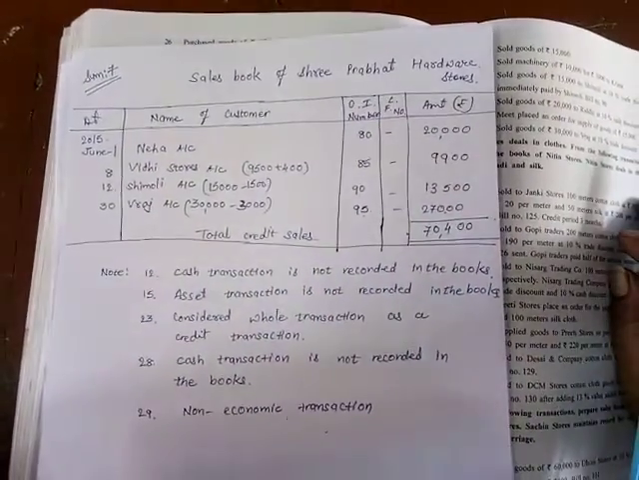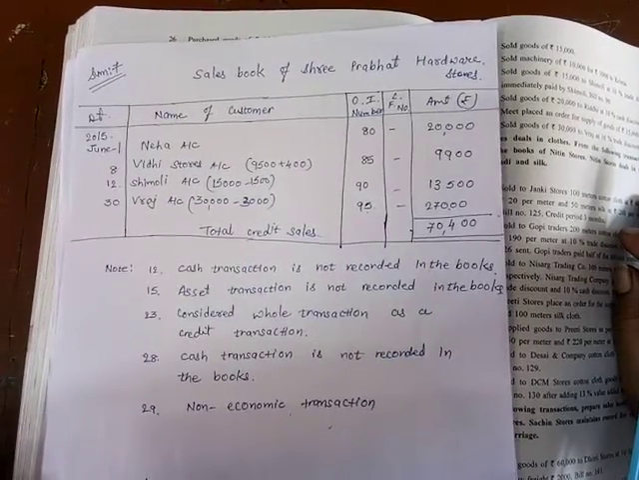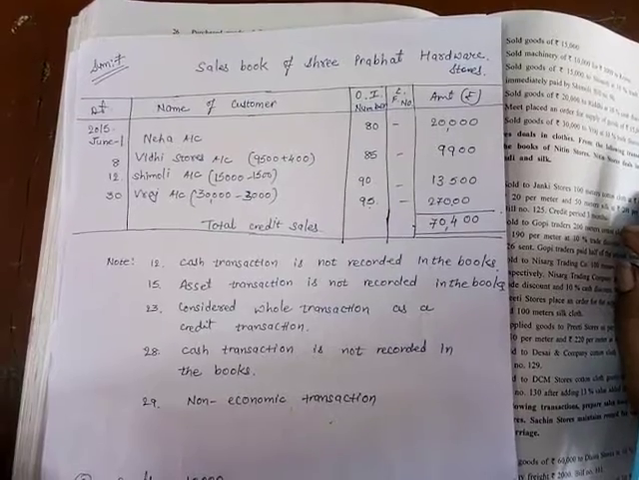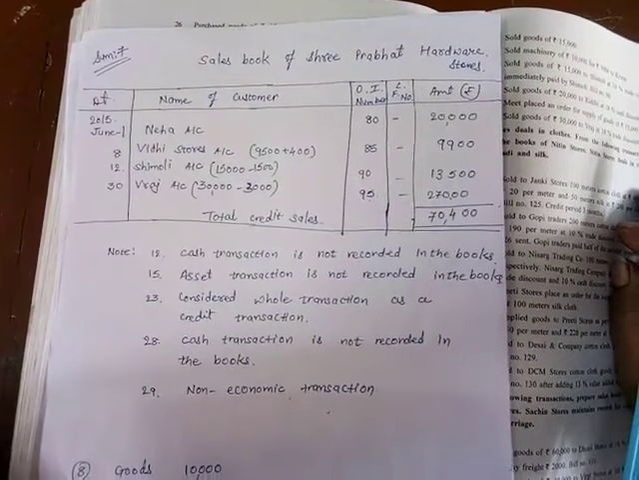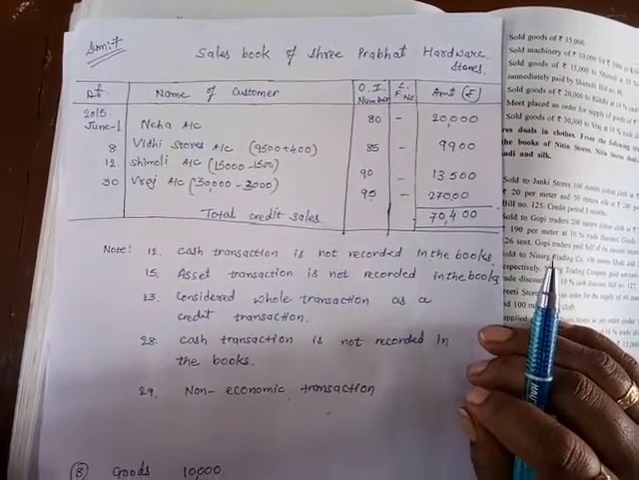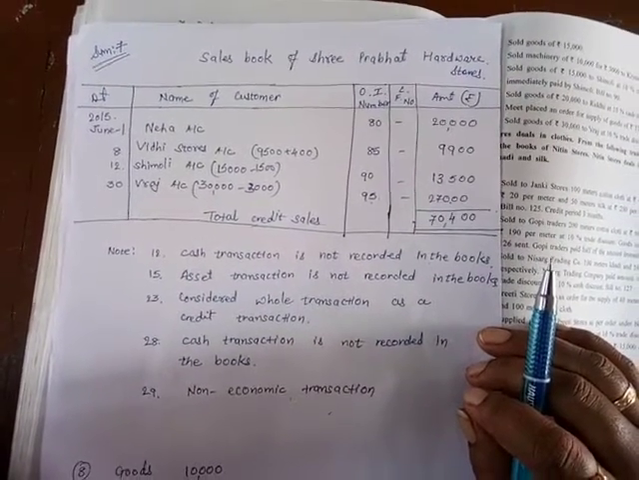So this is how we can prepare the sales book in the subsidiary book, right? Okay. So learn this sum properly. Do this again by yourself. Practice this sum, right? Okay.